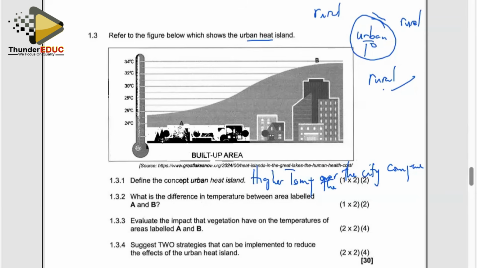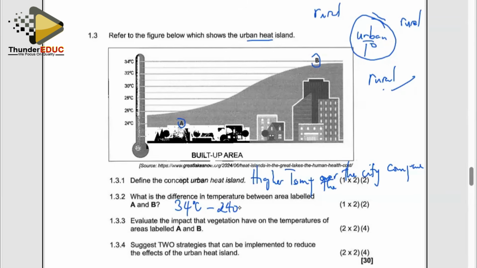Right, our area labeled A, you can see our area A is here and our area B is there. What is the difference in temperature? We just need to note the temperature of B and the temperature of A. At B, you can see that the temperature there is reading 34 degrees Celsius. And area labeled A, you can see from here, it's around 24 degrees Celsius.